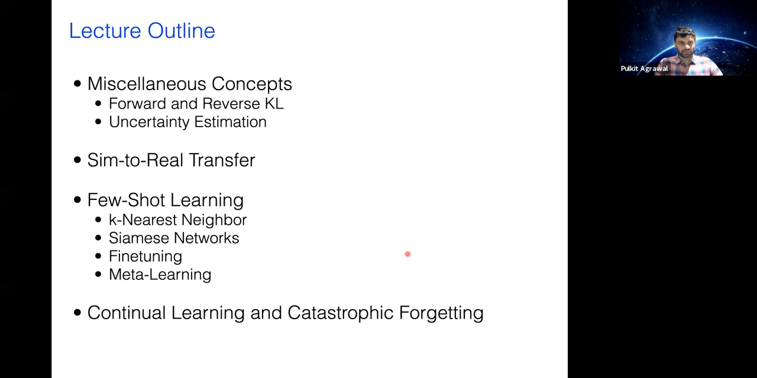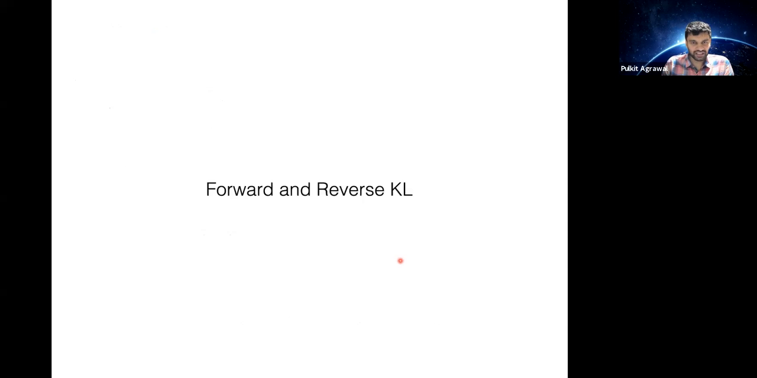Okay, so the outline for this lecture is, we ended the last lecture with some discussion about forward and reverse KL. We'll pick up from there. We'll look at some techniques for uncertainty estimation. Then we'll jump into sim to real transfer, and then look at some methods for few shot learning. Right? So let's jump into it.